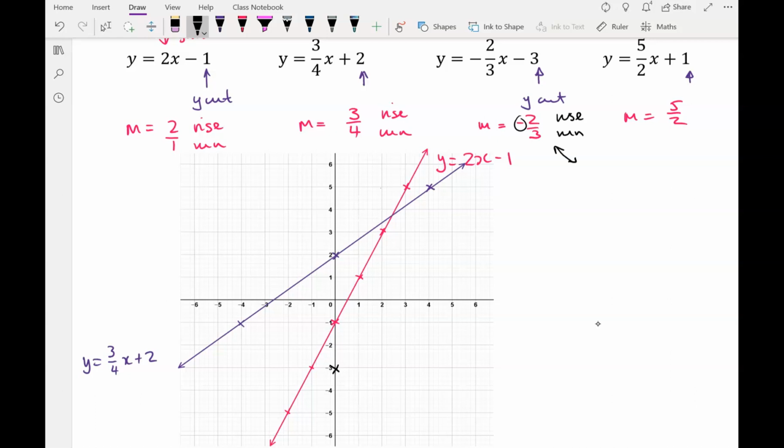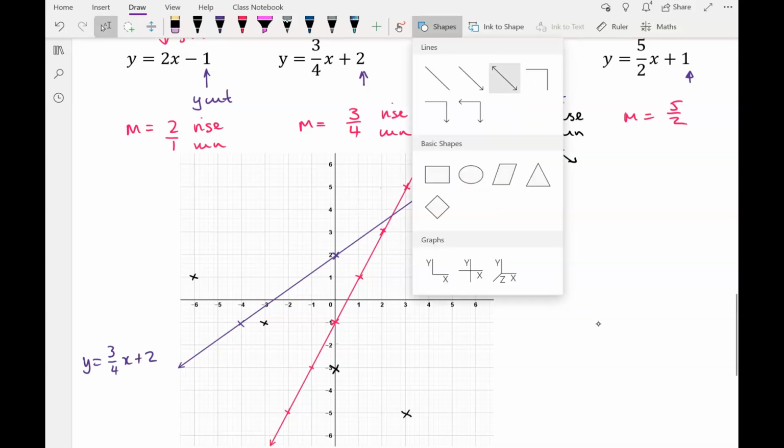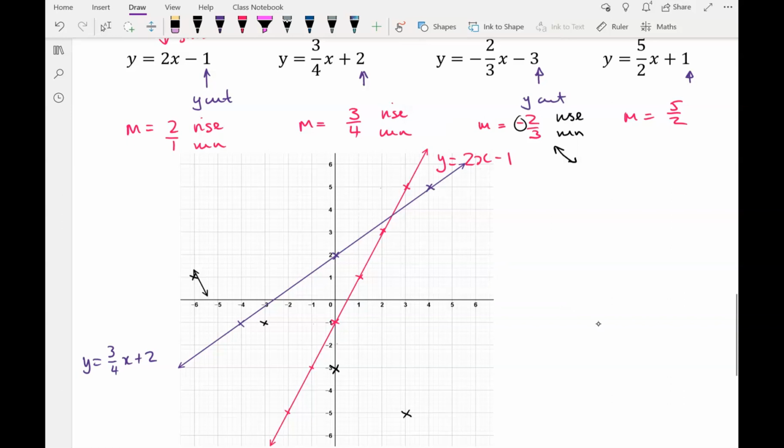So from the point -3, I'm going to rise by 2. 1, 2. And I'm going to run 3. So I'm going to go 3 across to the left. 1, 2, 3. There's my first point. Can I go on from there? 1, 2. Yes, I can. And 1, 2, 3. There, I've got my next point. I could have dropped down 2, 1, 2, and gone across 3. 1, 2, 3. And there I've got 4 points all in a line. All I need to do now is join them up. And I can do that with a line that runs like this.